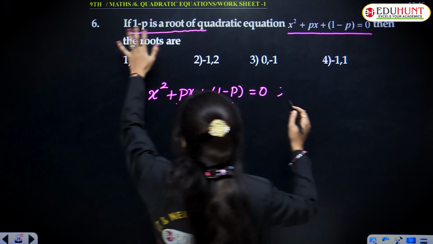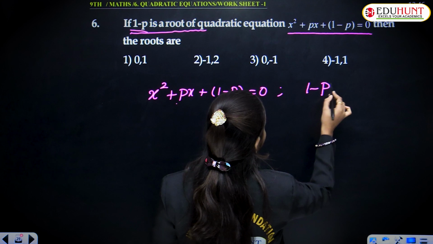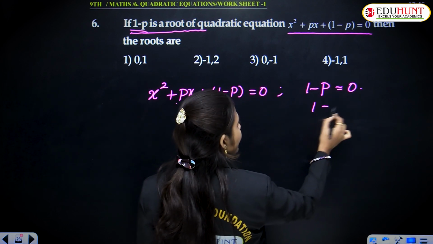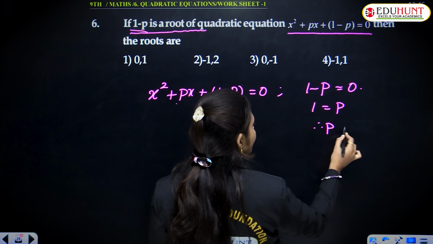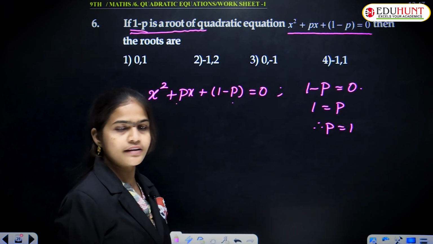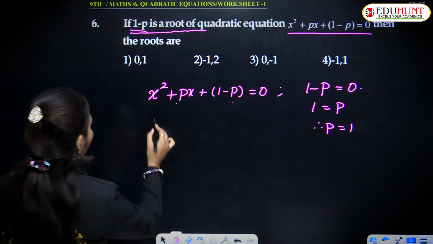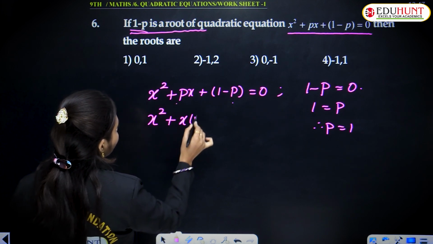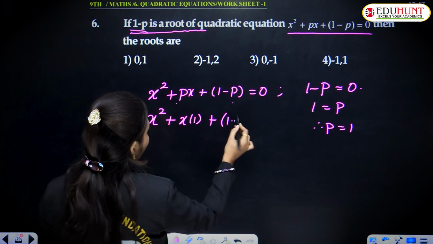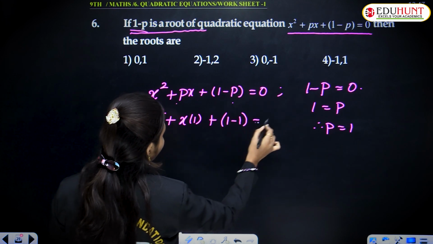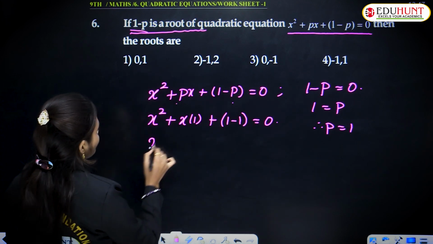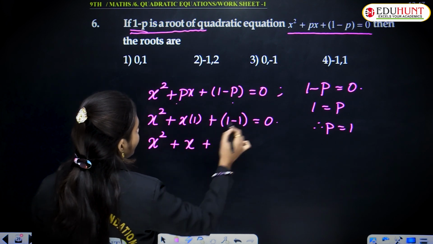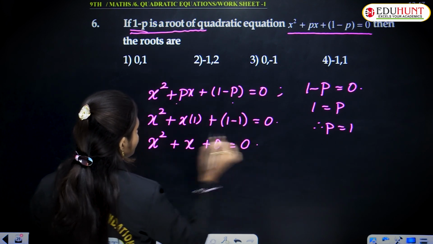Understand? So here they have given one root, 1 minus p. To find the p value, 1 minus p is equal to 0. So 1 is equal to p, therefore p is equal to 1. Am I clear? So substitute p is equal to 1 here. So x square plus x into p, which is 1, plus 1 minus p, and 1 minus 1 is 0. So x square plus x plus 0 is equal to 0.